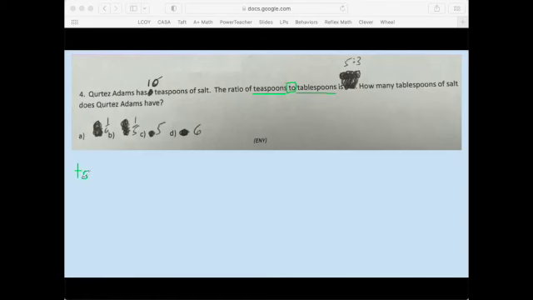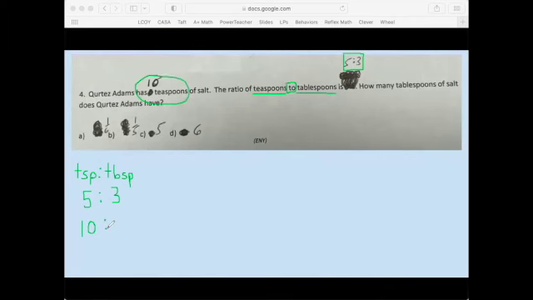I'm going to label one side teaspoons, and I'm going to label the other side tablespoons. And according to the problem, the ratio of these two quantities is 5 to 3. So for every 5 teaspoons, I have to have 3 tablespoons. And then it says Cortez Adams has 10 teaspoons of salt. So I know from the problem that he has 10 teaspoons of salt.